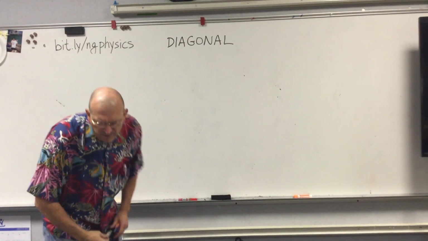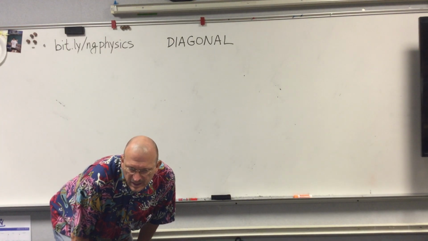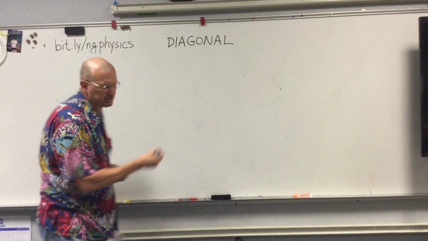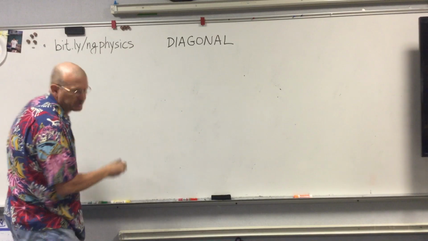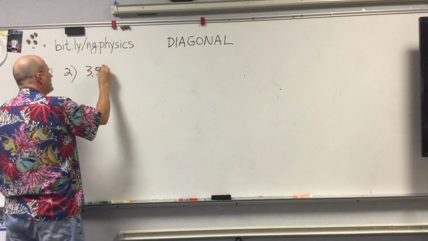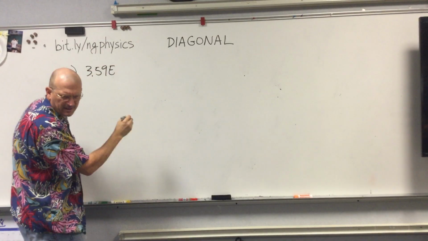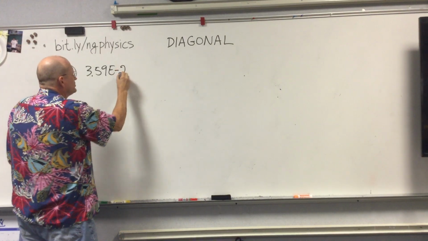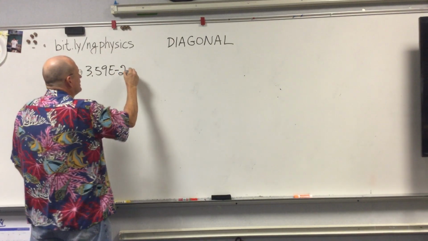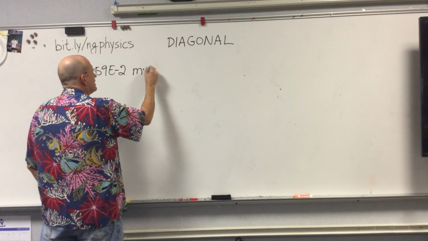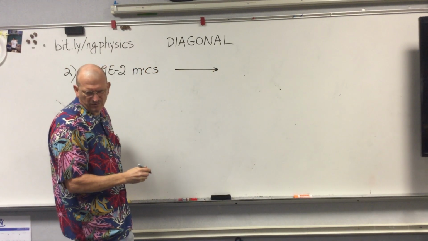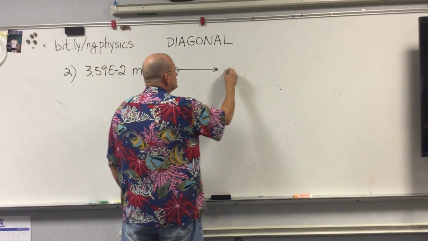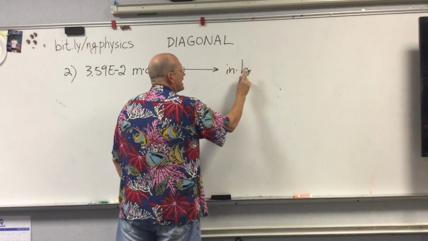So the other one that we're going to do is let's do number 2. And number 2 is 3.59 e -2 m times centiseconds, and we want to convert this over to inches times hours.